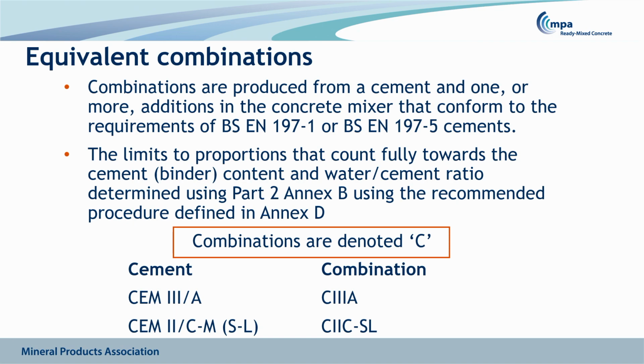By using the conformity procedure, the limits of these proportions will count fully towards the cement content and the water-cement ratio. Now, combinations are not called SEM, they're just denoted C. So a SEM 3A cement, when it's a combination, will be C3A. A SEM 2CM SL, when it's a combination, so produced at the concrete plant, will be C2C SL.